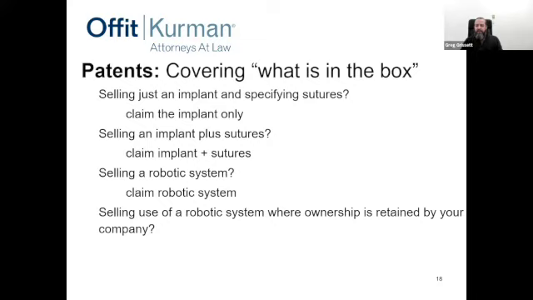Another example, and I don't know how prevalent this is, it's just a way to think about it. What if you lease the robotic system and charge a fee for using it? It's basically a license to use it, but the hospital doesn't own it actually. Well, a claim to a robotic system isn't really directly related to your revenue source, because you're just selling the use of it. So in that case, a more relevant patent claim may be a method of using, of how this robotic system is being used and how a surgeon is engaging with it.